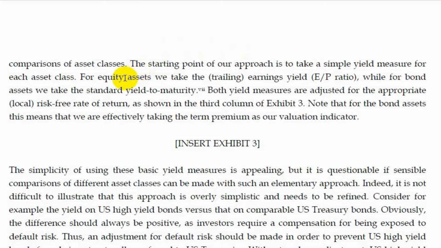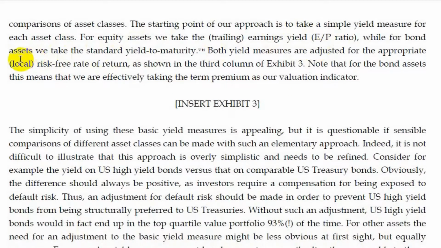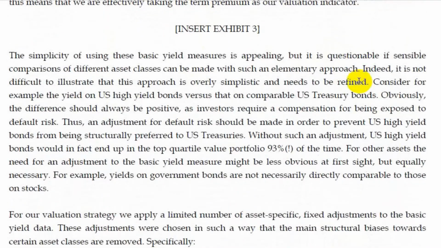So for equity asset classes, they're going to use a trailing earnings yield, which would be the earnings divided by the price. For the bond asset classes, they'll use a standard yield to maturity. And both of those were adjusted for the local risk-free rate of return. And they want to reiterate that doing this with bonds actually gives the term premium, which is basically the yield of the bonds less the risk-free rate, so the risk premium there.